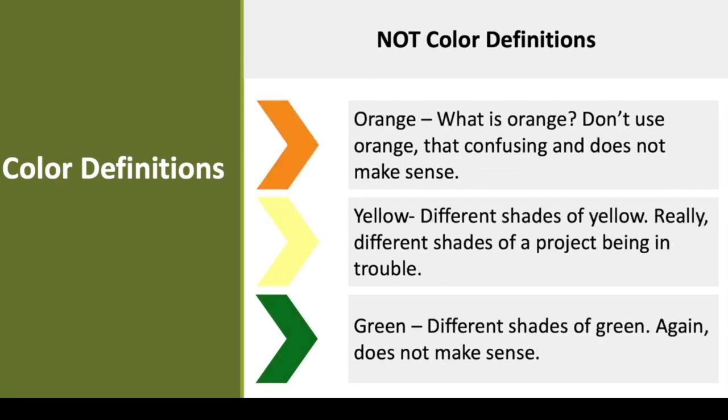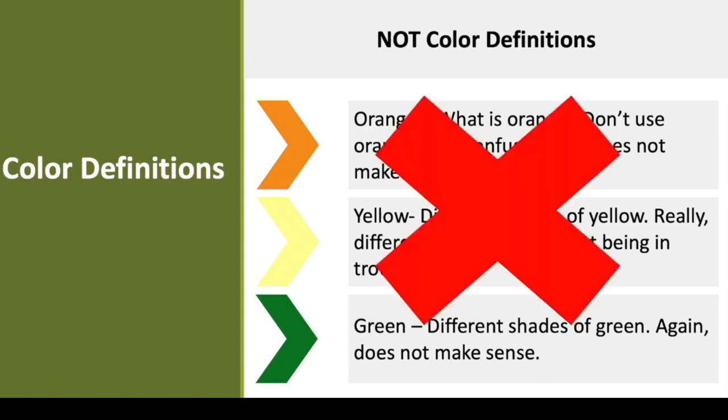It's too confusing. So what do I mean by that? What have I seen? I've seen orange. I've seen various colors and variations of orange. I've seen yellow, different shades of yellow. I've seen green, different shades of green. That's crazy. That just causes huge confusion. You don't want to do it. Executives don't get it. What's yellow? What's orange? What's red? Forget it. Stick to red, yellow, and green and really get that standard definition out there, and every project manager use the same one, right?